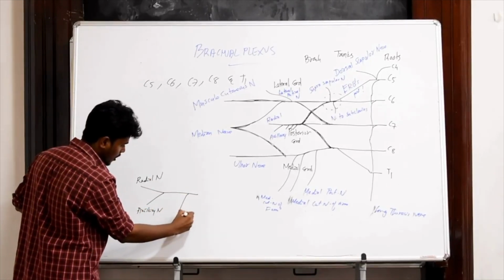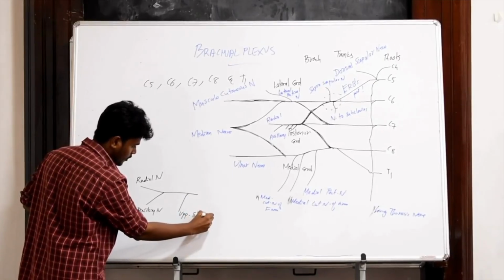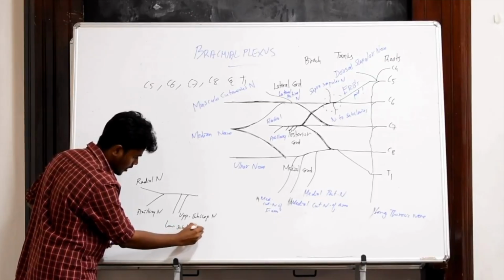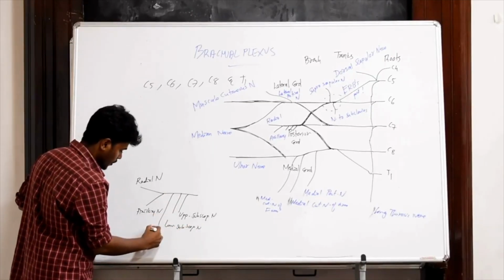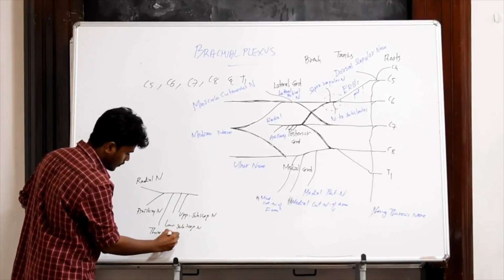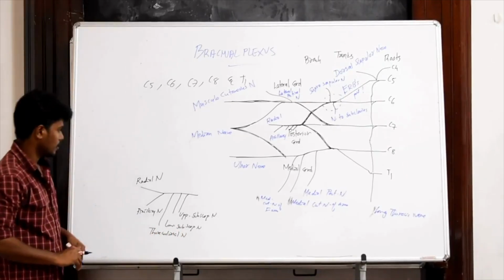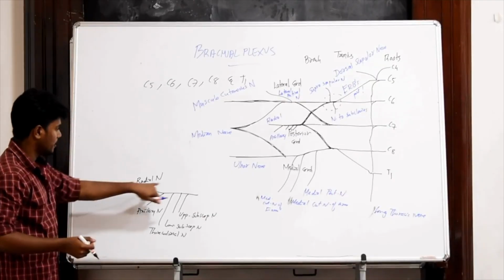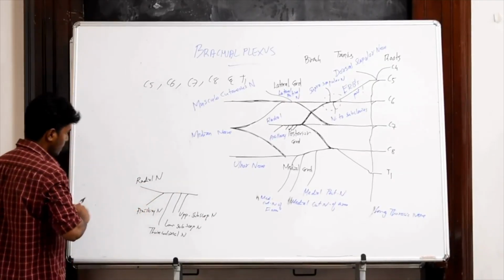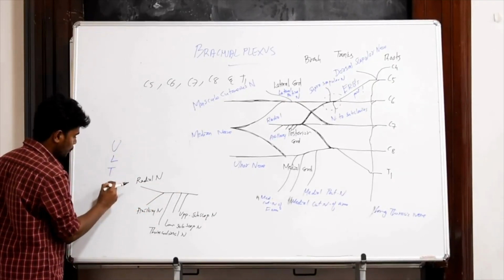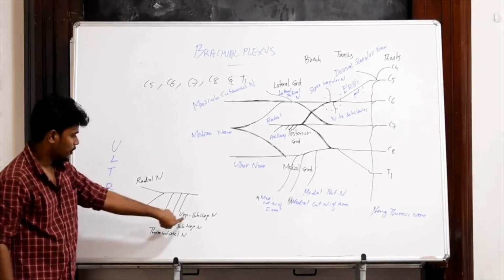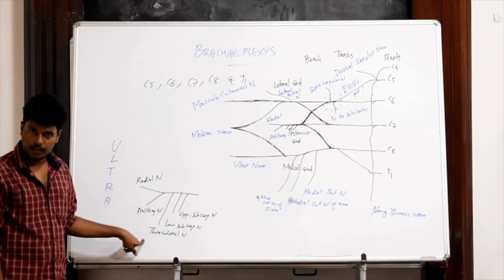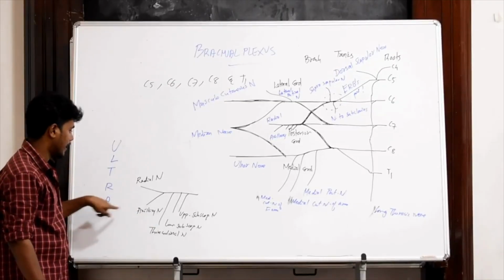Then the first branch is called upper subscapular nerve. Then we have a lower subscapular nerve, and then the thoracodorsal nerve. Now, how to remember these things easily? We can remember by a small mnemonic. The posterior cord can be remembered by ULTRA, U-L-T-R-A. U is for the upper subscapular nerve, L is for the lower subscapular nerve, T is for thoracodorsal nerve, R is radial nerve, and A is axillary nerve.